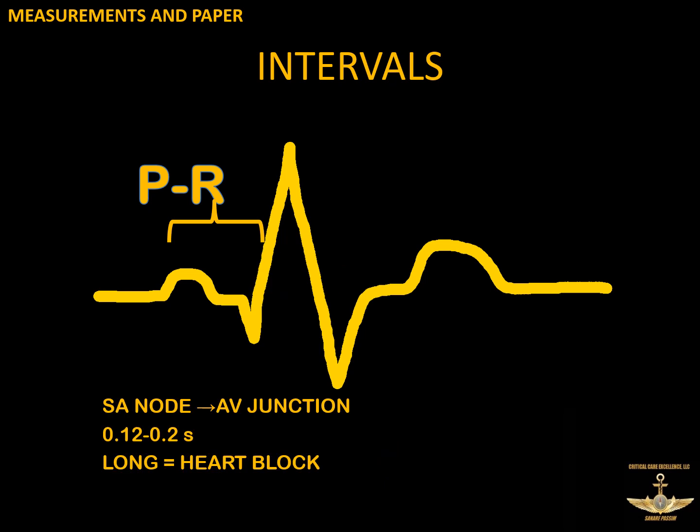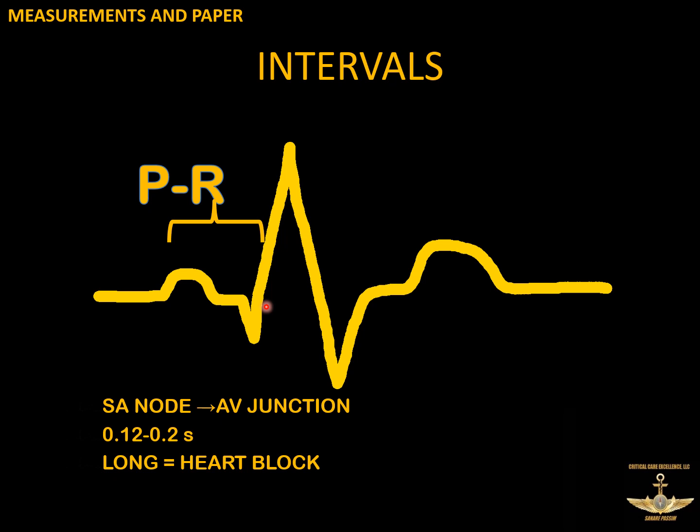The PR interval is from the beginning of the P wave to the beginning of the R wave, and this represents conduction speed from the SA node through the AV junction, basically to the bundle of His. Normally that should be somewhere about 120 to 200 milliseconds, or 0.12 to 0.2 seconds. If it's longer than that, then that is most likely some kind of heart block. When we talk about AV blocks later in the show, we'll talk about what that really looks like.